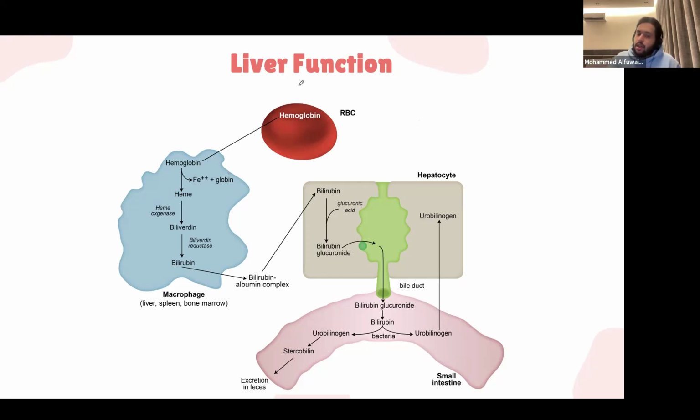Let's start from this. Hemoglobin in the spleen gets phagocytosed by macrophages. Through multiple steps, it gets converted to unconjugated bilirubin. This bilirubin will go to the hepatocytes. In the liver, it gets conjugated by an enzyme called UDP glucuronosyltransferase. This enzyme is very important, okay?